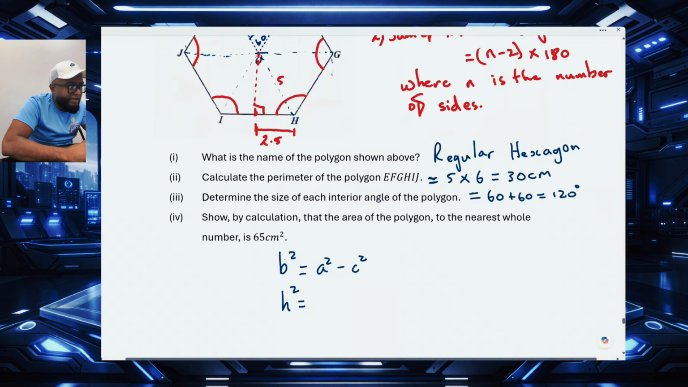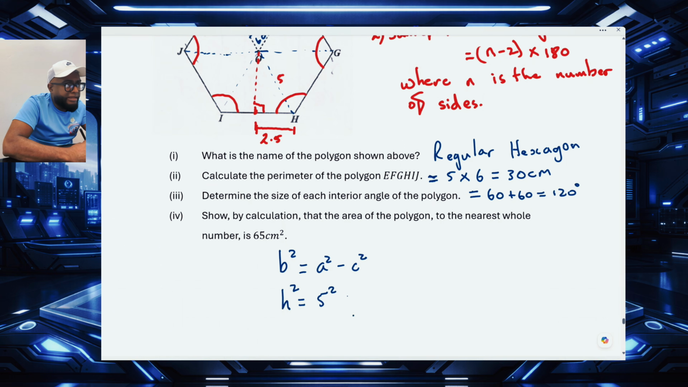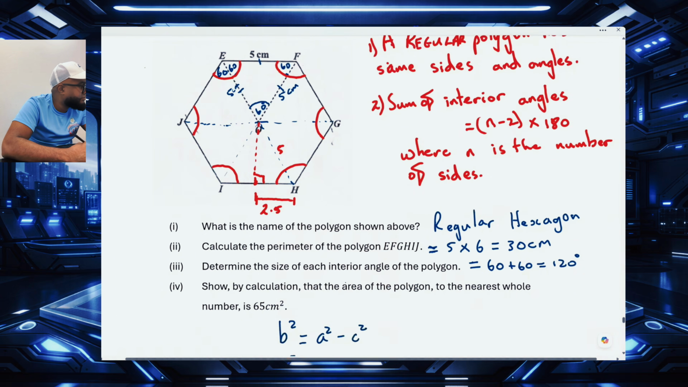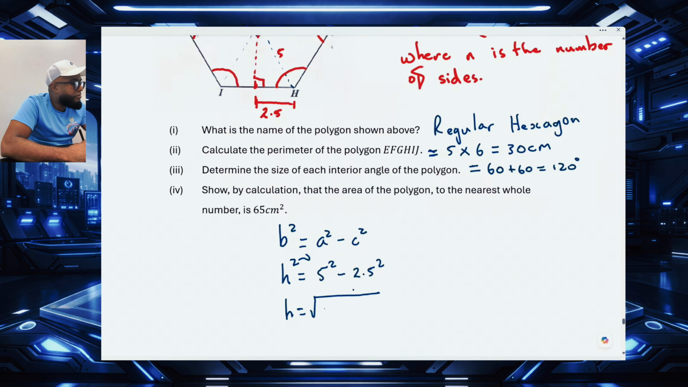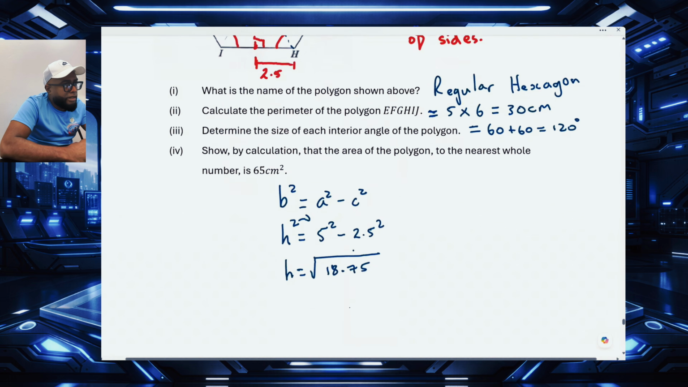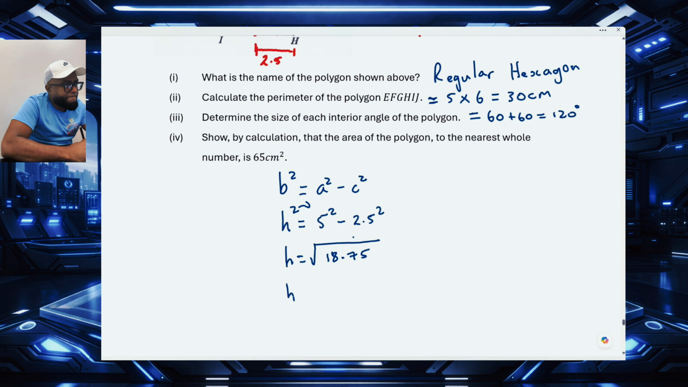So it'll be 5 squared minus what is the other side again? 2.5 squared. So h will be equal to, you're doing the opposite of squared on the side, which will be the square root of what? Square root of what? Come on, quickly. 18.75. Right? So what h will be? 4.33.